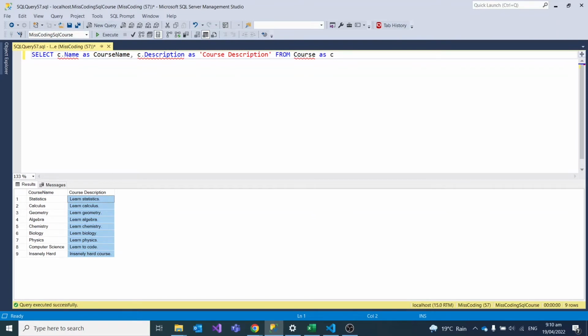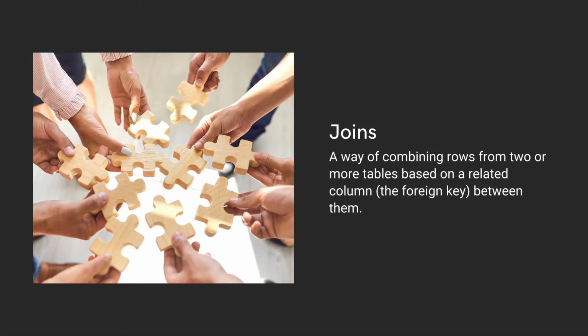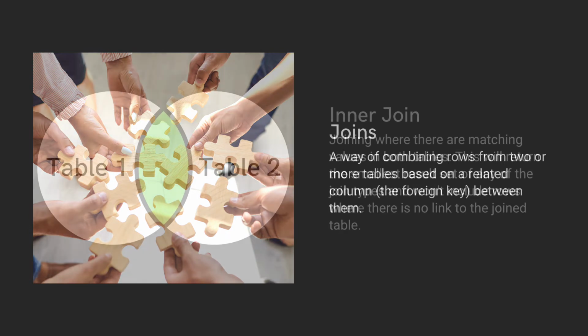So what if you want to select data across multiple tables? For example, you might want to select the course name and the course description and the students that are taking that, so the student's first name and last name. So if you wanted to do that, you're going to need to join the tables together. So join is just a way of combining rows from two or more tables, and it's based on the related column, which is the foreign key between them.